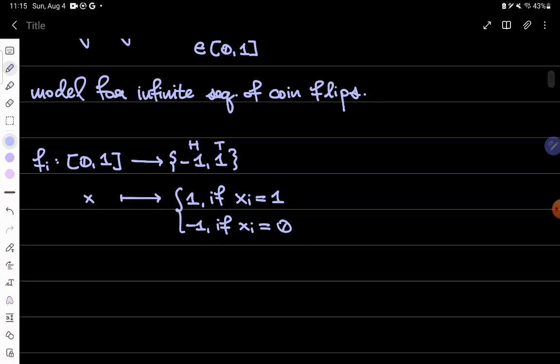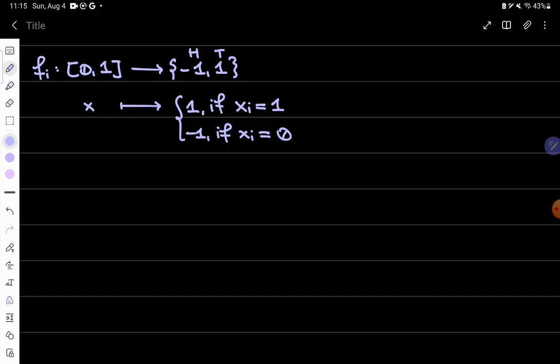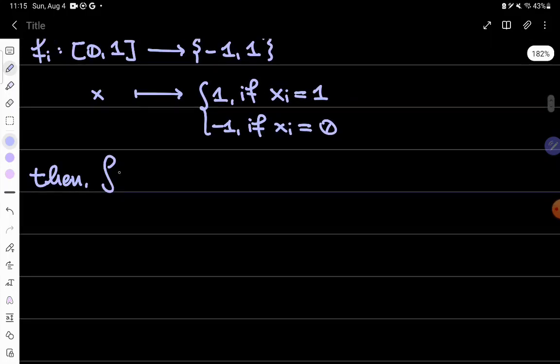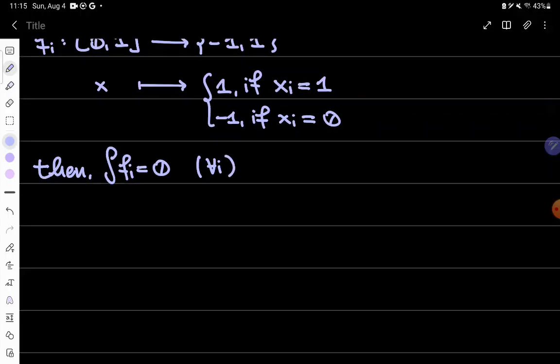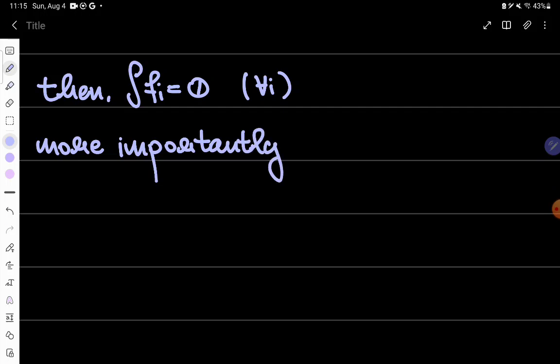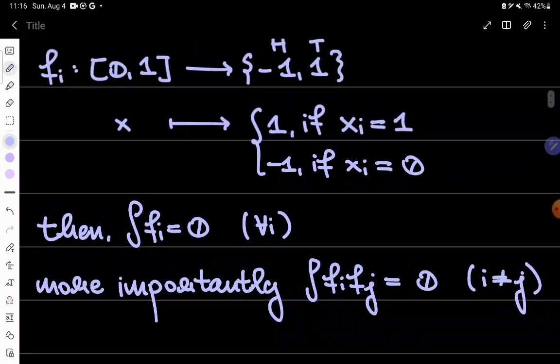So these functions basically measure whether the ith coin flip was heads or tails, and it weights each of these as +1 or -1, taking values in this two-element set accordingly. Then the integral of fi equals 0 for all i, right? And more importantly, due to the independence of these coin flips, integrals of distinct products are going to evaluate to 0. So this is another way to rephrase the independence of these coin tosses, or the fact that none of these xi depend on other xj.